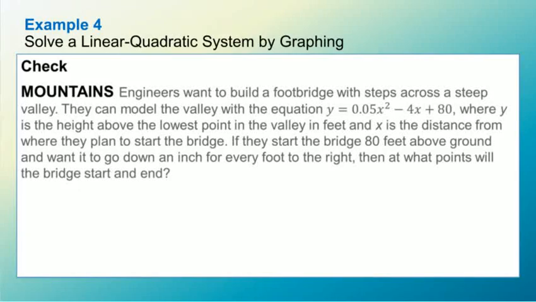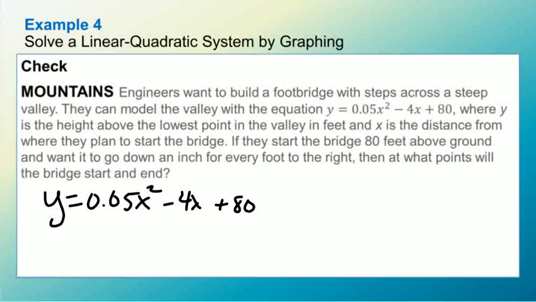We need to come up with our two equations. One is y equals 0.05x squared minus 4x plus 80. And it says that they start the bridge 80 feet above the ground and want to go down an inch for every foot to the right, and what points will they start the bridge and end the bridge.